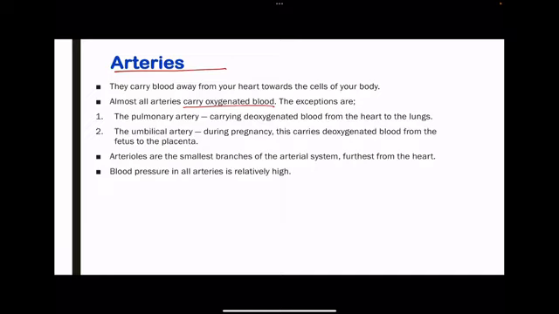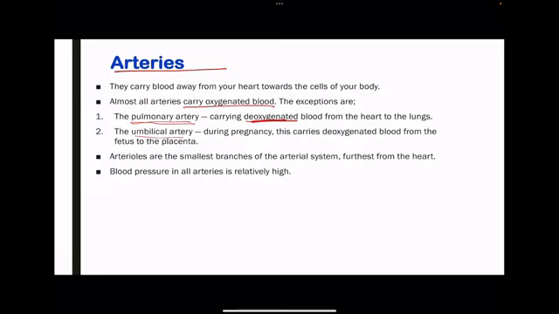Of course, there is an exception, number one, the pulmonary artery, because this carries blood away from the heart but towards the lungs. That blood is going to be deoxygenated, so we can say that is the exception. And the other is going to be the umbilical artery. During pregnancy, this carries deoxygenated blood from the fetus to the placenta.